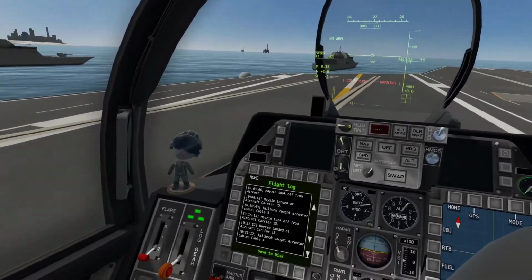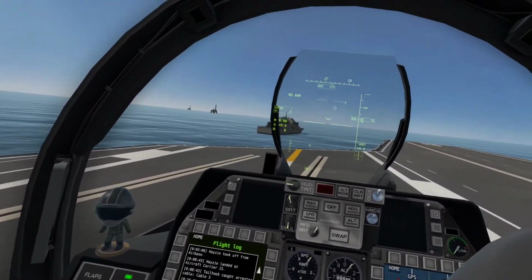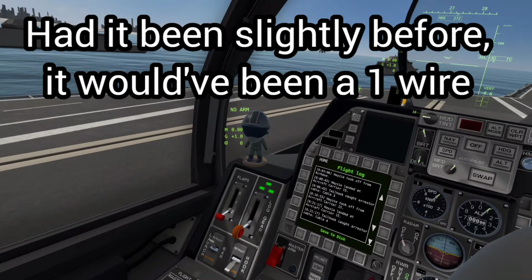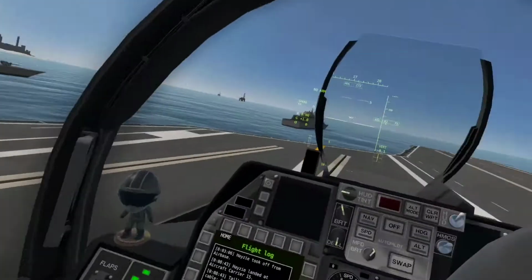Over G. And that time we got a full wire. That's okay. That's good enough for what we're trying to do today.